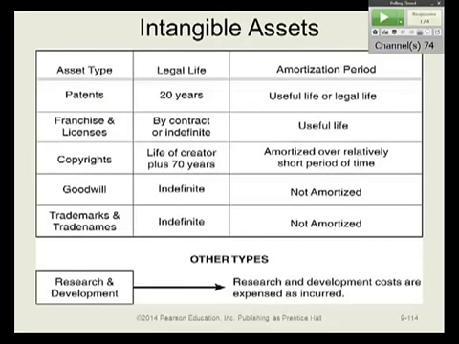I would also recommend that you look at this table. You don't have to memorize the years of copyrights or patents, but I would make sure I know what is an indefinite life intangible and what is a definite life. The first three are definite life intangibles. They get amortized. Goodwill and trademarks or trade names are indefinite life.